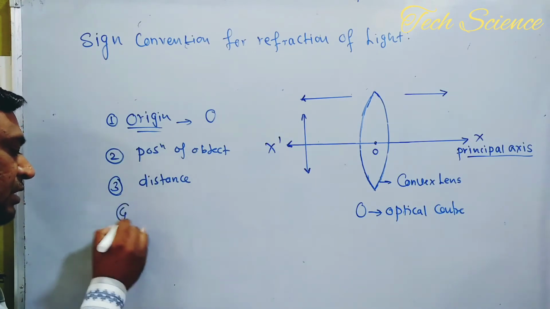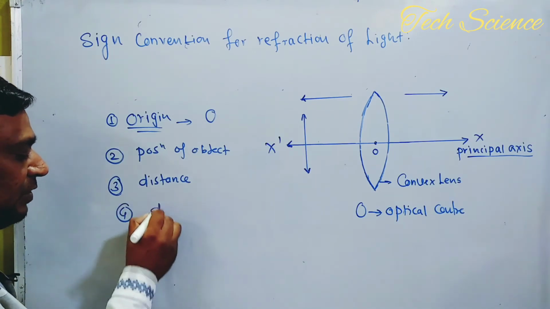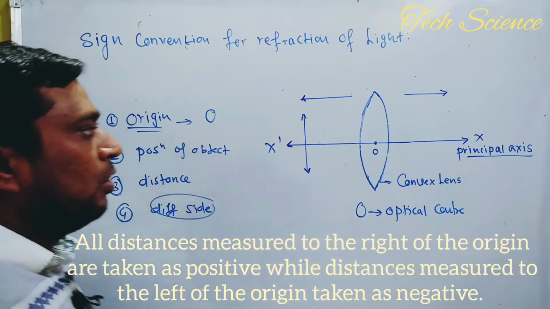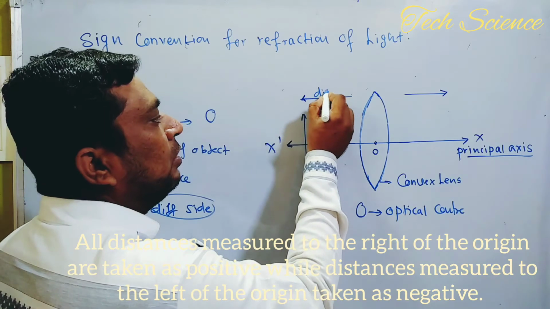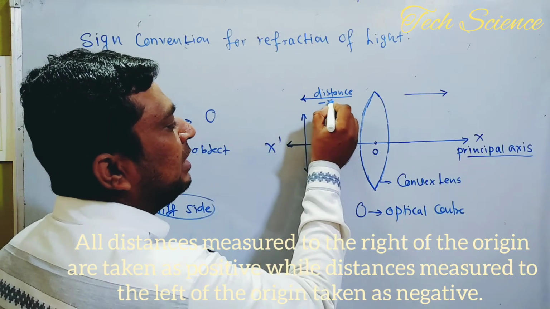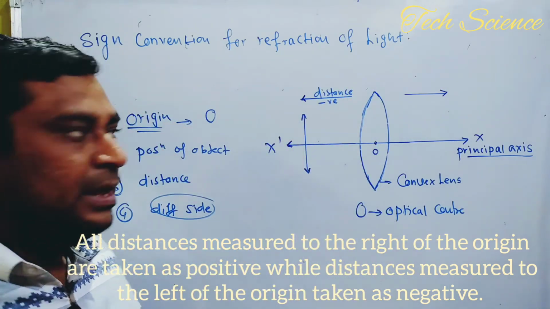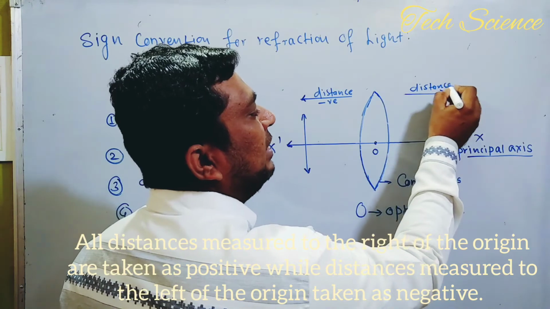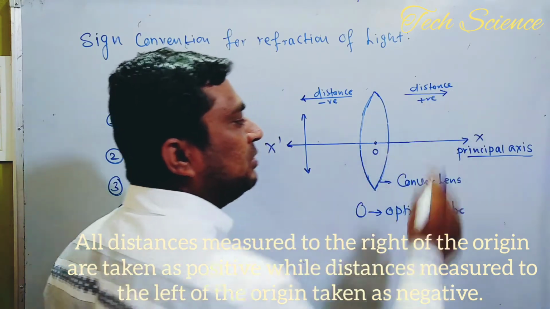What about the distances at different positions, on different sides? We can say that, how? For example, all the distances on the left hand side of the lens are considered negative, and all the distances towards the right hand side of the lens are considered positive.